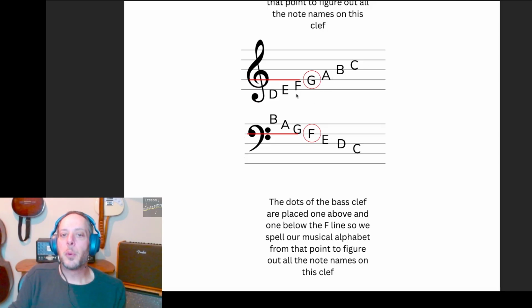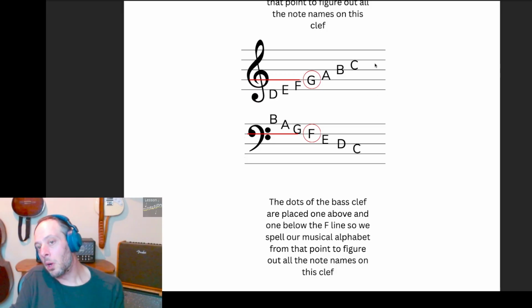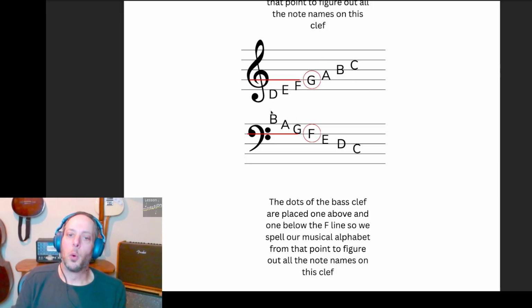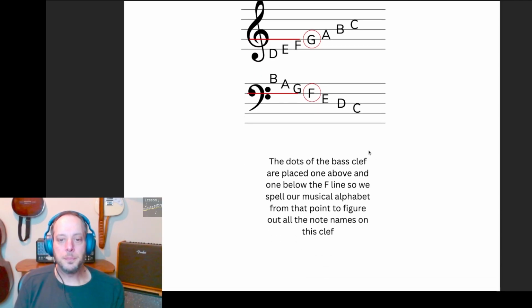So another way that I like to call it is a staircase. It's like you're going up a staircase, or up rungs on a ladder, or down a staircase, one way or the other.